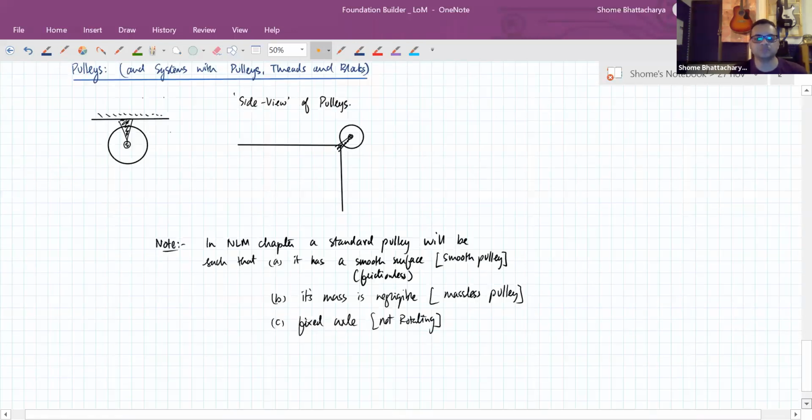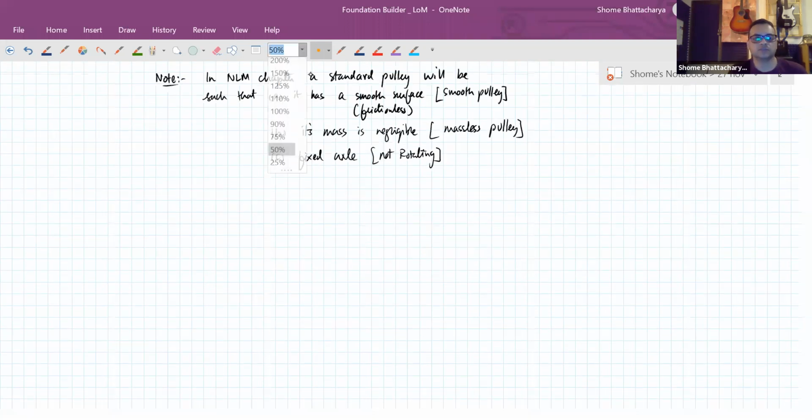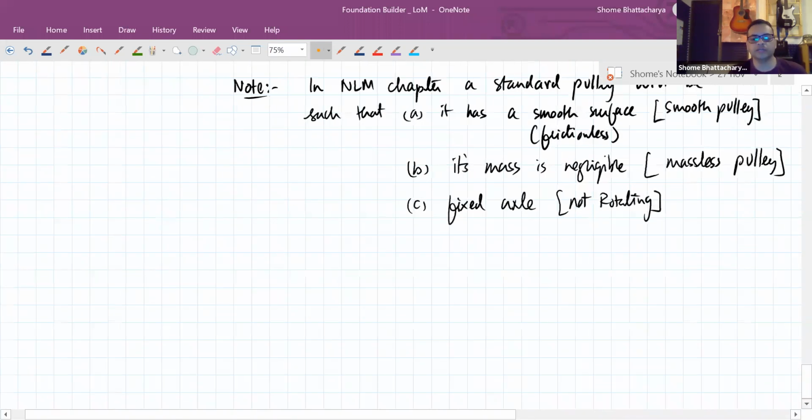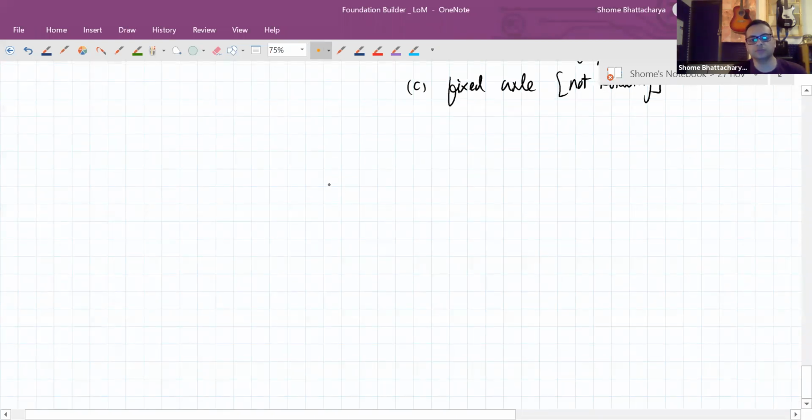So, to understand these terms, that it is smooth, it is non-rotating, let's look at the three-dimensional view of the pulley. So, the three-dimensional view of the pulley basically looks like this. If you have ever flown a kite, you know that this kind of thing is called the manja, on which the string is wrapped around. So this kind of thing, and this is the axle of the pulley.